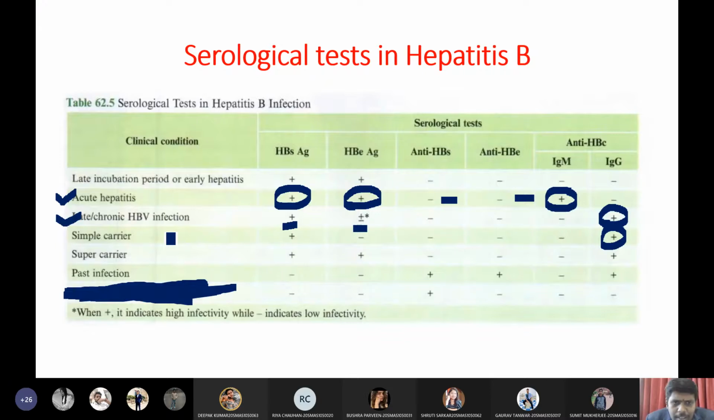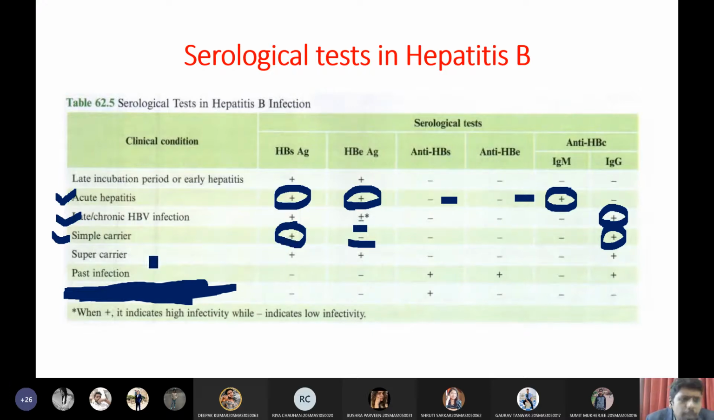Then coming to simple carrier. Simple carriers, as I stated, will have only surface antigen, but they don't have any envelope antigen. So absence of envelope antigen in the blood indicates simple carriers. Then let us see their antibodies. In simple carriers, they will have IgG core antibodies, but they don't have S and E antibodies because it's a recent infection. Since it is a recent infection in simple carriers, they won't have any surface antibodies. Okay, so this is the pattern in simple carriers.